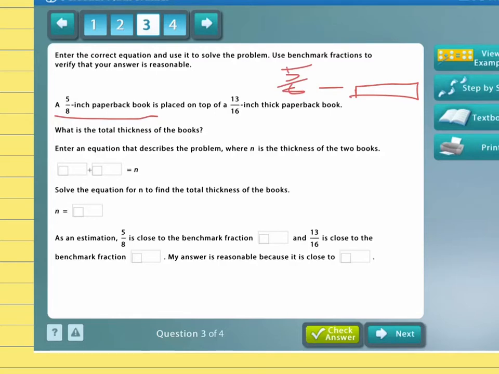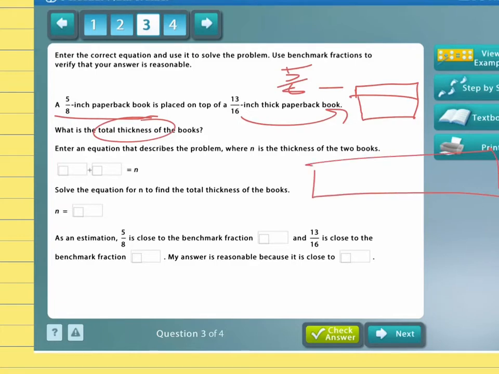The thickness of it is placed on top of a 13/16 paperback book. And what is the total thickness? So this is a part whole. What I have here is two books. One is 5/8 and one is 13/16. I add those together and I will get my total thickness. So I'm going to put 5/8 here plus 13/16 here.